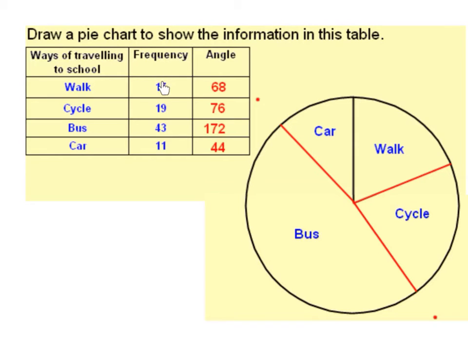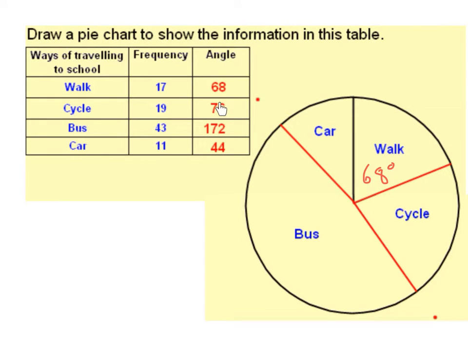So 17 multiplied by 4 gives us 68. So our angle for walk is 68 degrees. What we do is place our protractor down, and line the base line up with this black line that we've drawn in here, and measure 68 degrees, and put a little dot. Take the protractor away and join up the center of the circle with the dot, and then label this as walk. So our walk sector of our pie chart is 68 degrees, because 17 multiplied by 4 is 68.